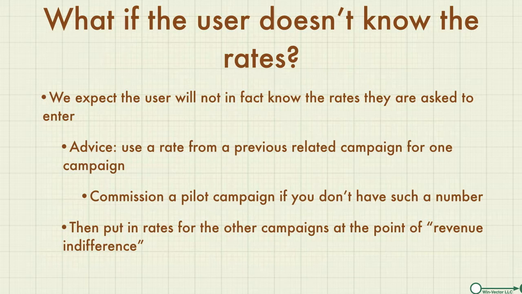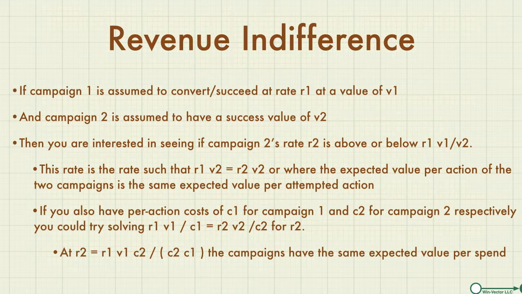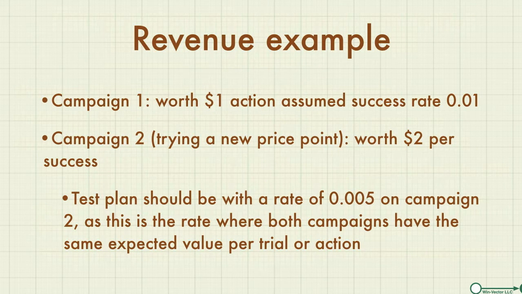What the user can do is type in rates from previous campaigns or commission a pilot campaign to get estimates of these rates. Our main tactic here is the principle of revenue indifference. The example is, if you've been selling an item for $1 historically, then you know the response rate for that item. So if you want to compare a $1 campaign to a $2 campaign, you enter the known value for the $1 campaign, because you've previously done it, and you just assume that the $2 campaign converts at half the rate, because this is the rate that you'd be revenue indifferent. You critically want to know whether the second campaign converts at more than half the rate of the first campaign, because it's exactly where it becomes more profitable.